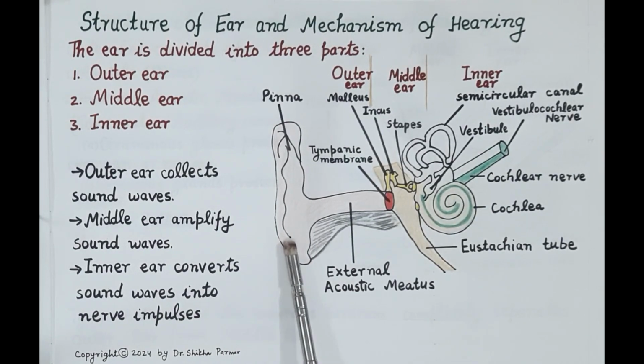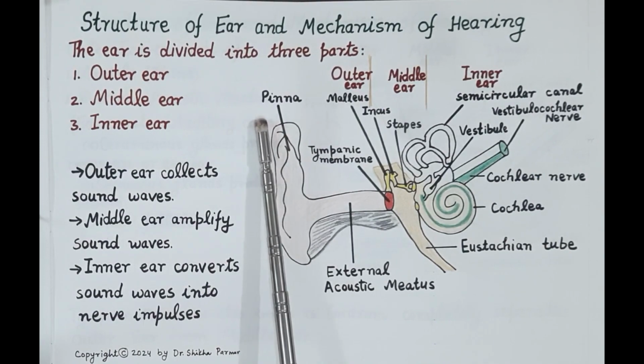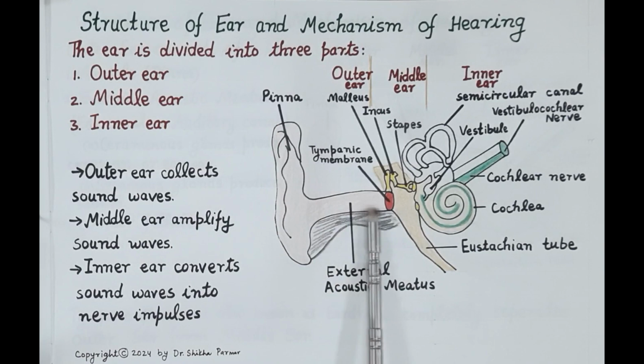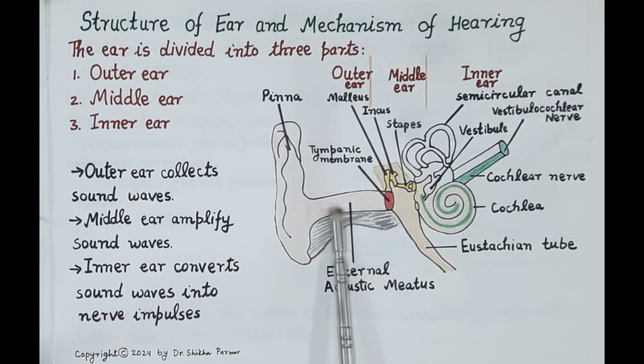Now outer ear is made up of pinna. This structure is known as pinna. Pinna is also known as auricle. And ear canal. This is the ear canal. Ear canal is also known as external acoustic meatus, and this is also known as auditory canal.